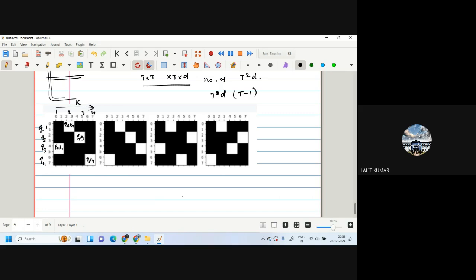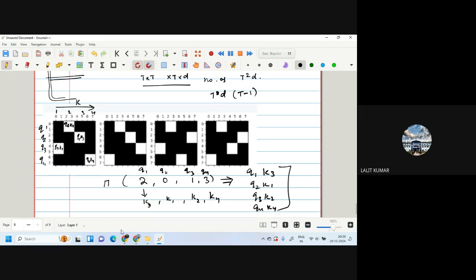And if they tell you in the form of pi, for example, they tell you 2013, so this is nothing but the K value: K3, K1, K2, K4, and it will interact with Q1, Q2, Q3, Q4. So as per this specification, Q1 will attend to K3, Q2 to K1, Q3 to K2, and Q4 to K4. Okay, this is how you do it.